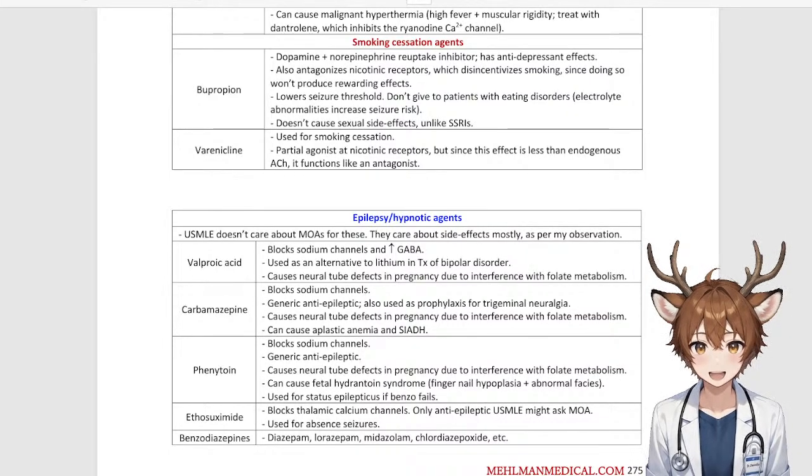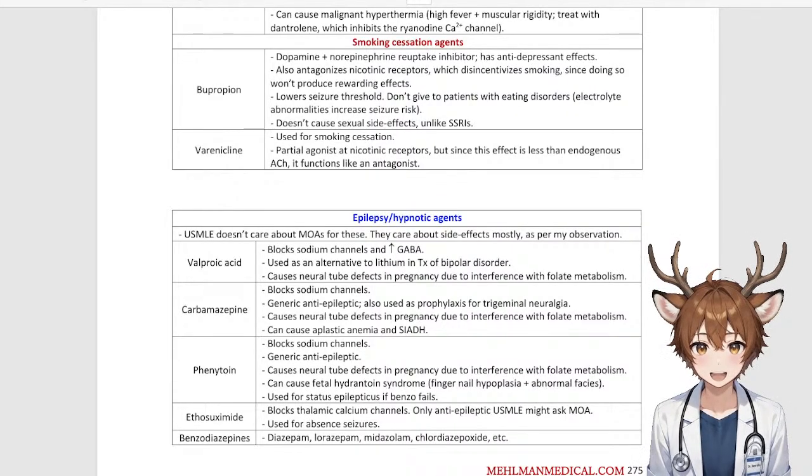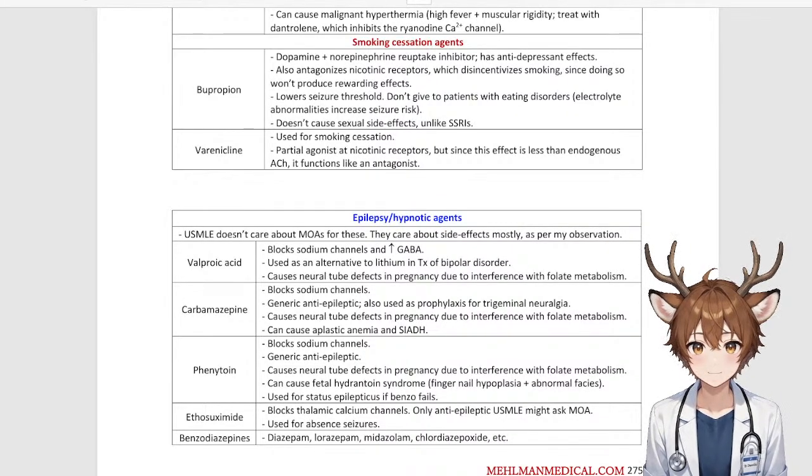But bupropion also lowers the seizure threshold, so be aware. Don't give it to patients with eating disorders. Electrolyte abnormalities will increase the seizure risk. It does not cause sexual side effects, unlike SSRIs.